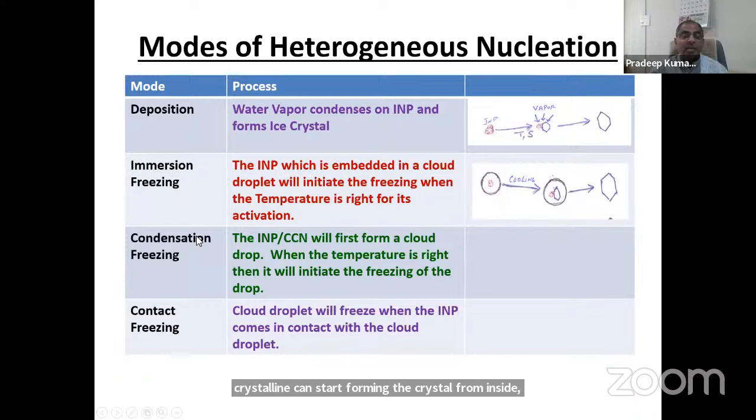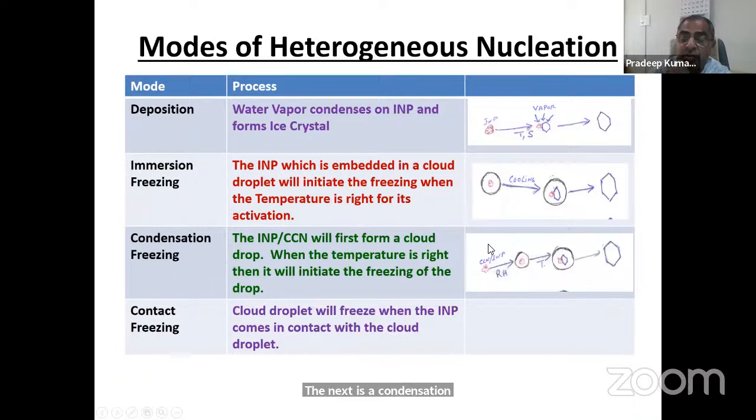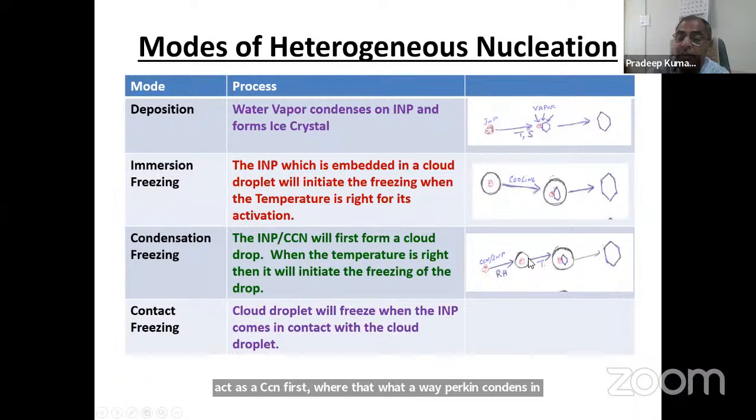The next is the condensation freezing process. Here, the supersaturation, the relative humidity, has to be higher than 100%, because the particle will act as a CCN first, where water vapor can condense and form a droplet when the relative humidity is right. So it is again embedded inside. And then when the temperature is right, it can start forming an ice crystal. Now these two processes are generally very difficult to separate, so immersion freezing and condensation freezing are generally termed together.